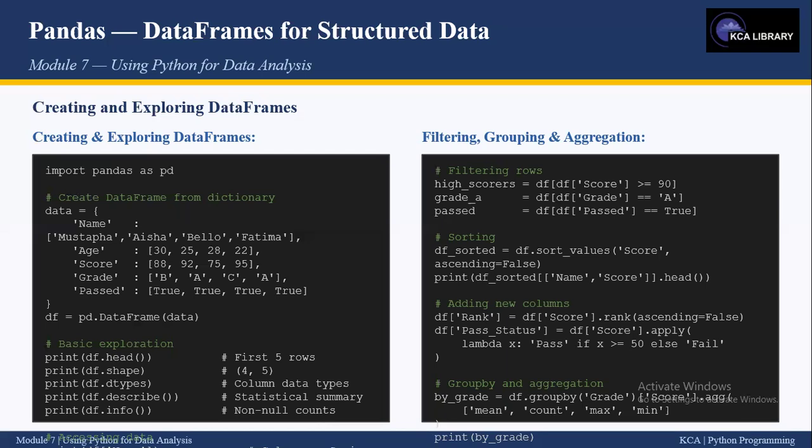Continuation. Pandas also supports filtering rows by condition, sorting by column values, and adding new computed columns. The apply method also allows you to pass a function, including a lambda, to each row or column value. The groupby method is used to group data by a categorical column and compute aggregate statistics such as mean, count, maximum, and minimum per group. Pivot tables provide a convenient summary of groups of data.